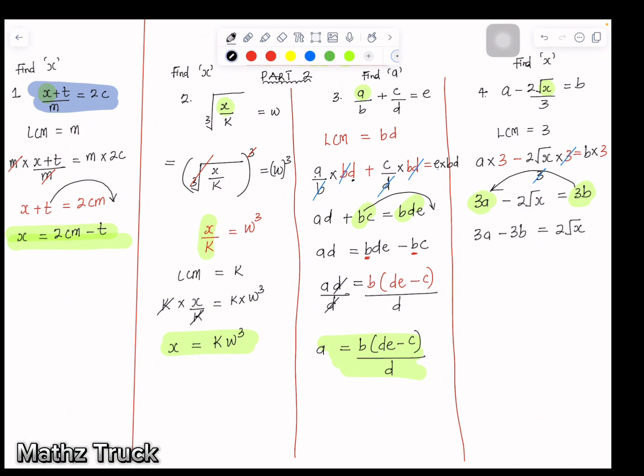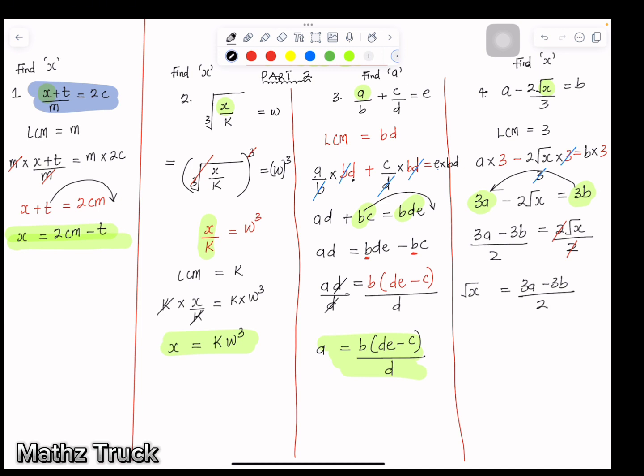Now we can divide both sides by 2. Remember, whatever you do on the left side, you have to repeat the same thing on the right side. So now this 2 takes this 2 off. We can better rewrite this expression as, now we have root x equals 3A minus 3B all over 2.